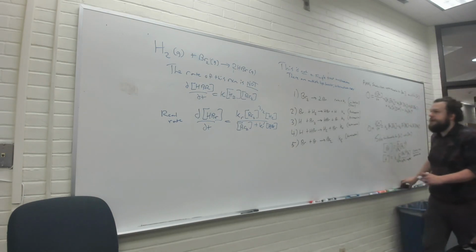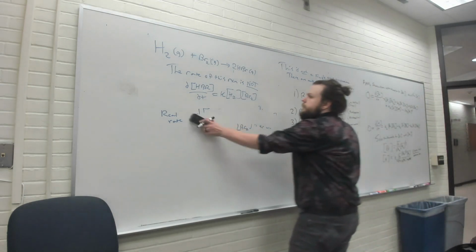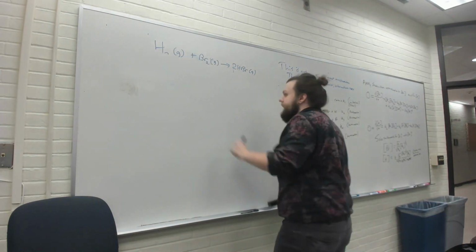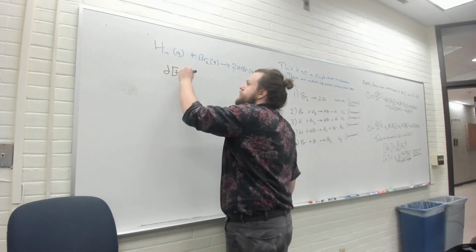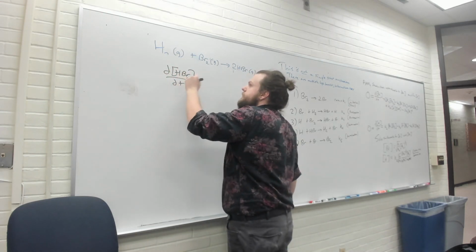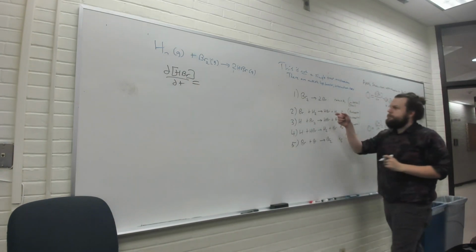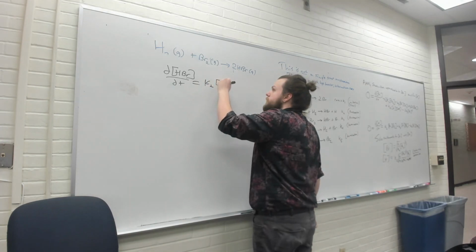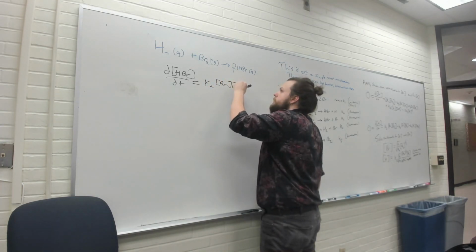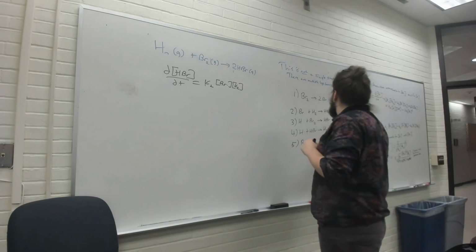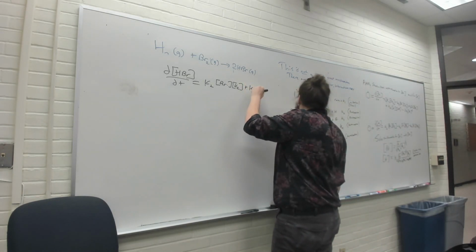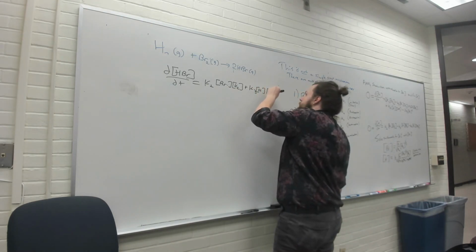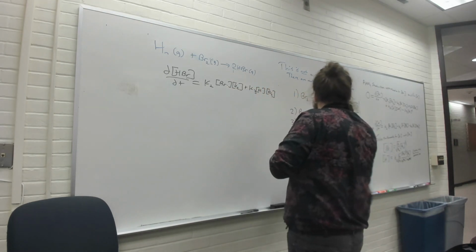So what we're interested in is the formation of products. So let's look at that. Let's first calculate d[HBr]/dt. Where does HBr get created? Well, it gets created by k2. It gets created by k3. And it gets destroyed by k4.